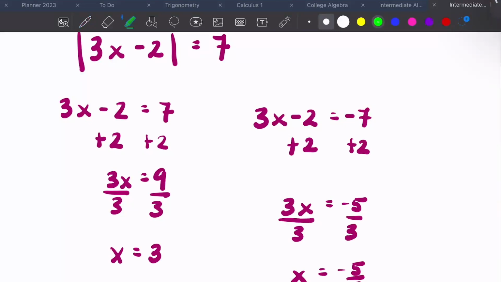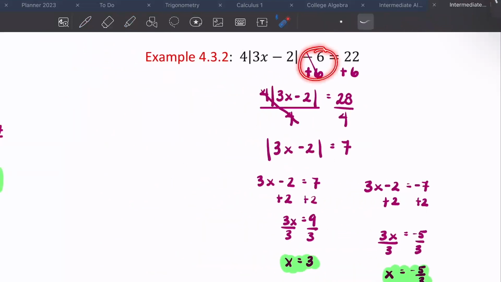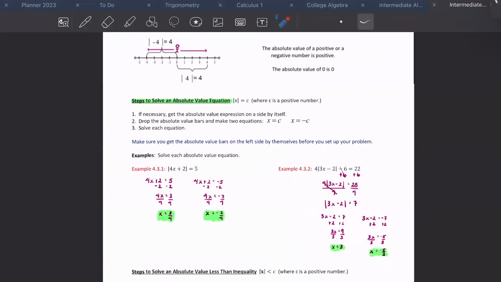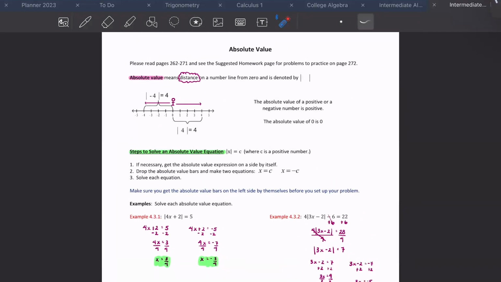Again, we get 2 answers. So you may have to do a little bit of manipulation here of just getting the absolute value alone, but once you get the absolute value alone, you set it equal to the positive and the negative. Notice that your absolute value doesn't change. This stays the same. The only thing that changes is what's on the other side of the equal sign. So that is how to solve equations, equal to.